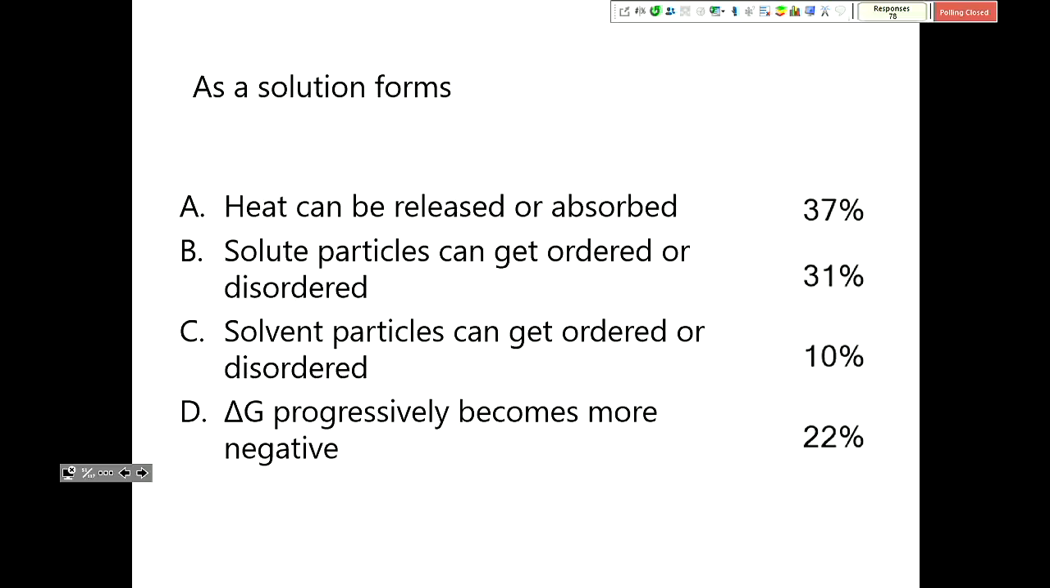Okay? What can be a gamble is A. Heat can be absorbed, heat can be released. So it can get hot, it can get cold, or if it's perfectly thermoneutral, then there's no change in temperature. Okay?